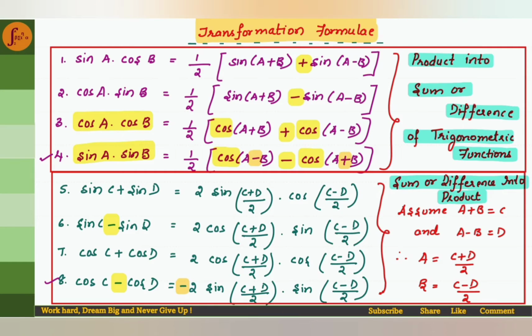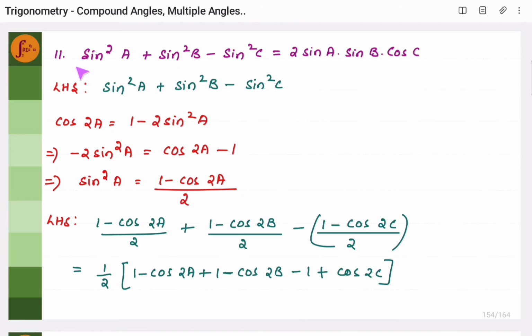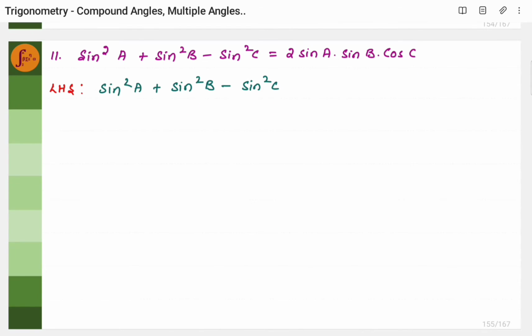Let us solve this trigonometry problem using transformation formulae. We have to prove that sin²A + sin²B − sin²C is equal to 2 sin A into sin B into cos C. So LHS is this particular expression and this is RHS. So we'll start with LHS.